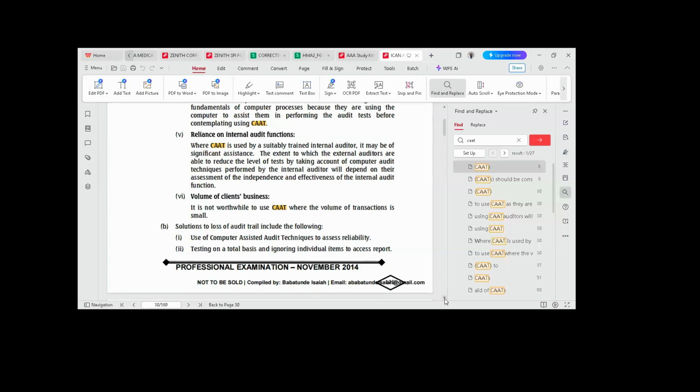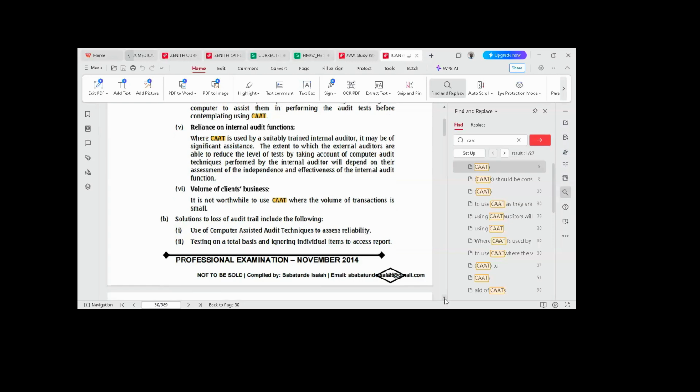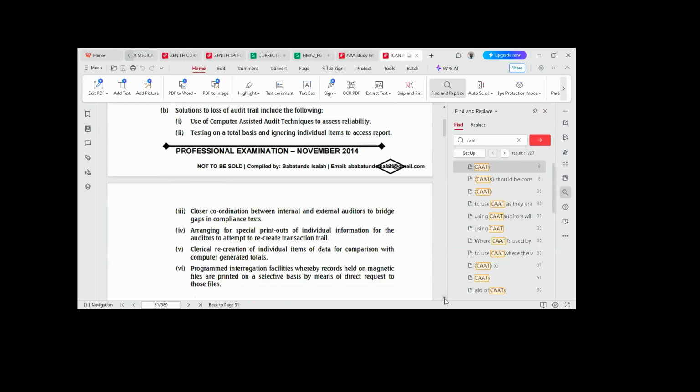Two, I'll talk about audit trail. Audit trail, I've explained it earlier. Two, testing on a total basis and ignoring individual items to assess reports. Three, closer coordination between internal and external auditor to bridge gap in compliance tests.